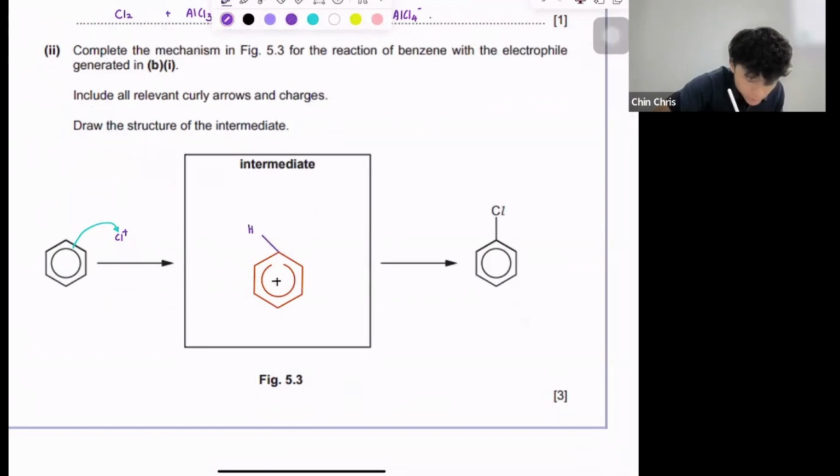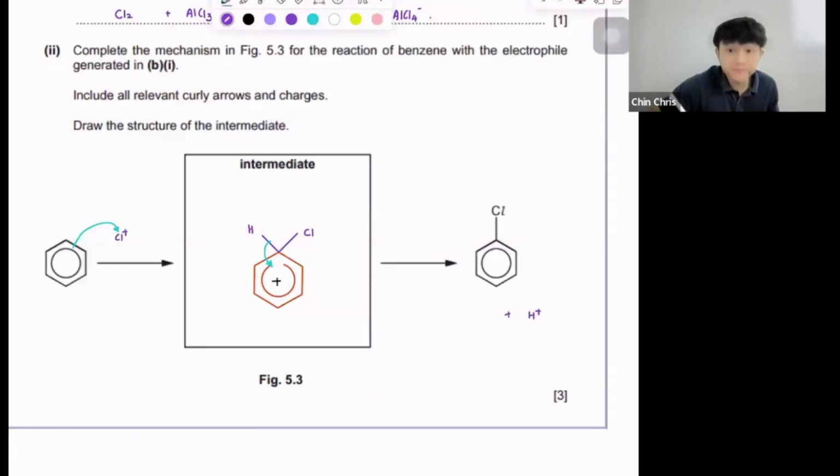Then, guys, you have an H, you have a Cl here, right? Wake up. Guys, arrow from H, go back to the ring, right? Do you draw that? And finally, do you draw your H plus? That's your 3 marks. You need to show a positive charge in the circle.